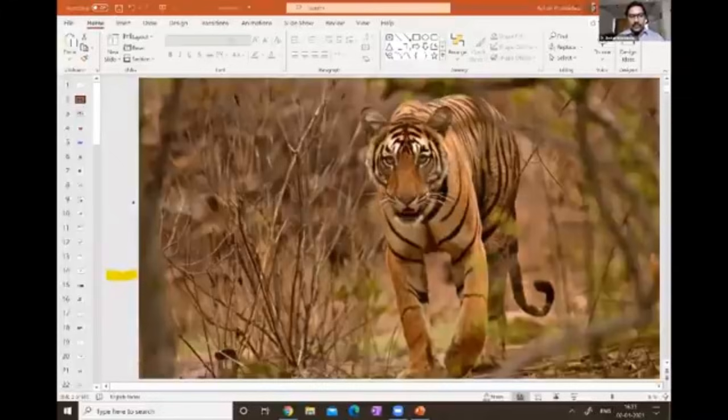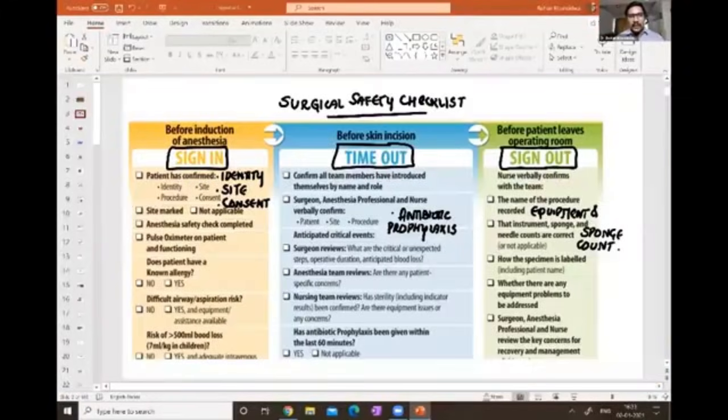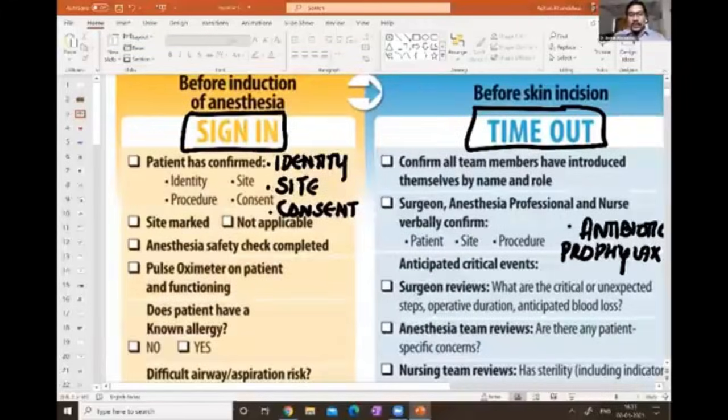I've covered this many times previously, the surgical safety checklist. And in the surgical safety checklist, you should know that there are 3 main key aspects. This is to improve patient safety. You have the sign-in phase, you have the time-out phase, and you have the sign-out phase. Right? These are the 3 phases which are there. And the important thing in each phase, sign-in is before induction of anesthesia. And in the sign-in phase, we confirm the identity of the patient. We check the site which is to be operated so that we don't operate on the wrong side. And we look for the consent.